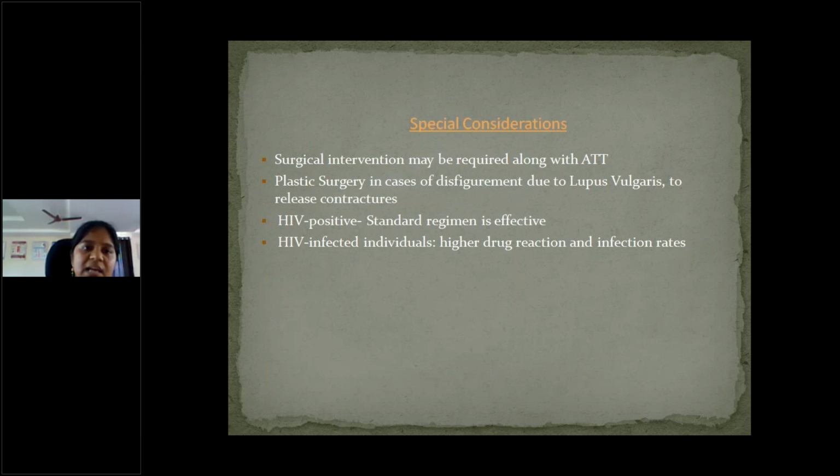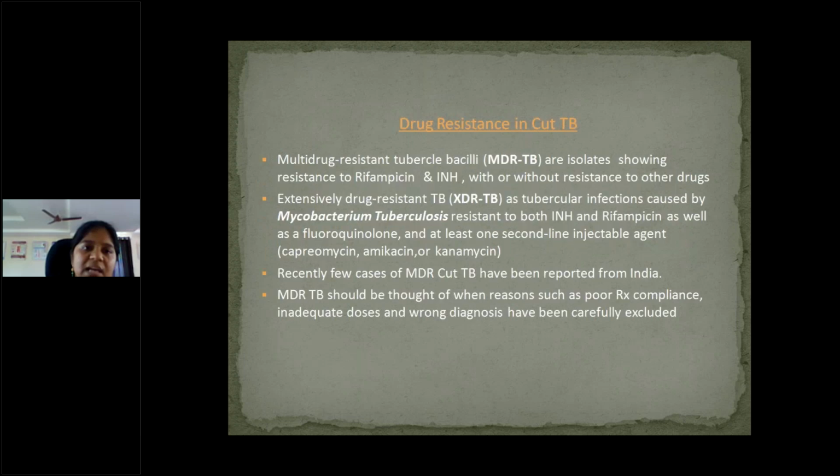And special consideration: surgical intervention may be required along with ATT. If there is any lupus vulgaris or any contractures, as I told you before, then there should be surgical recommendations to avoid the contractures. In HIV positive and infected individuals, we should take care of the HIV along with TB, including the drugs. If there is any drug resistance in cutaneous TB, multidrug-resistant tuberculosis means bacterial isolates showing resistance to rifampicin and INH, with or without resistance to other drugs, and extensively drug-resistant TB means tubercular infections caused by Mycobacterium tuberculosis resistant to both INH as well as fluoroquinolones, which is also seen. Recently, a few cases are also being reported in India.